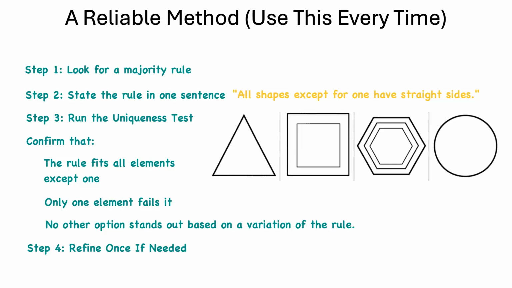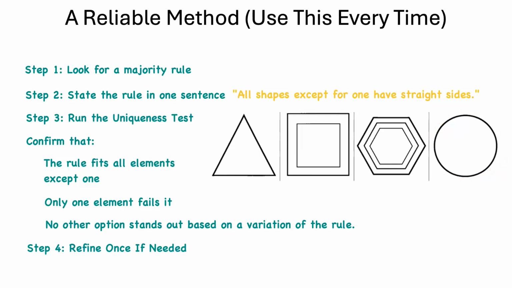Is it true that the rule fits all elements except for one? Yes, it fits all elements except for this circle. This is the only element without straight sides. Is it true that only one element fails it? Well, yes. Again, it is just this circle that fails the majority pattern of them all otherwise having straight sides.